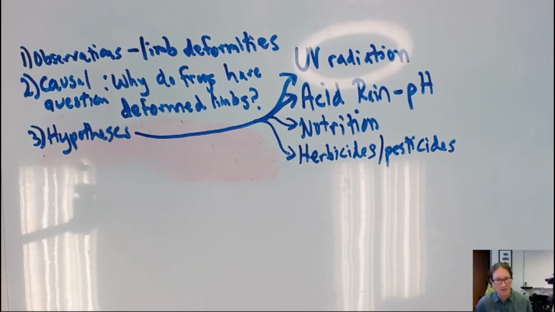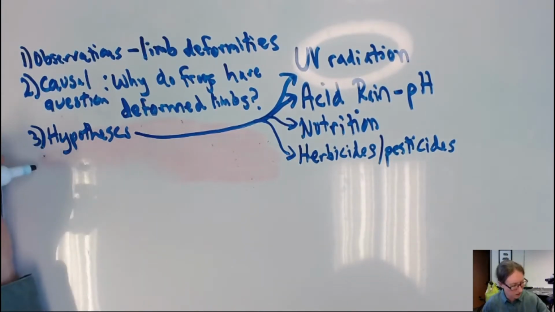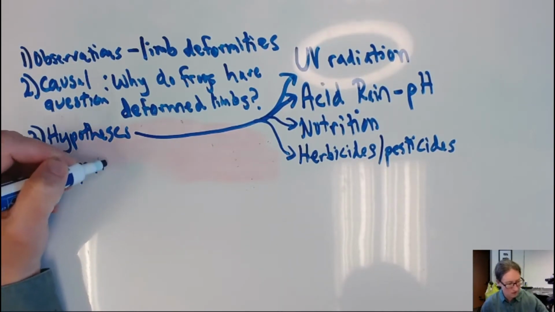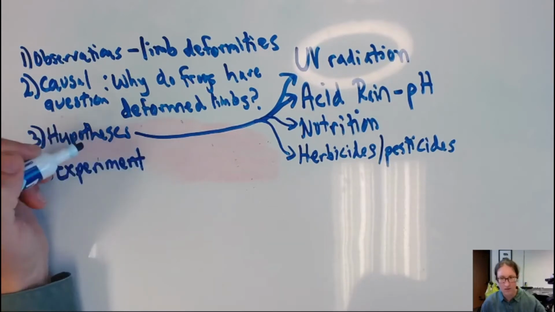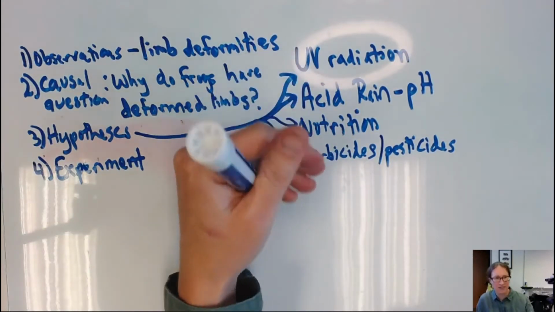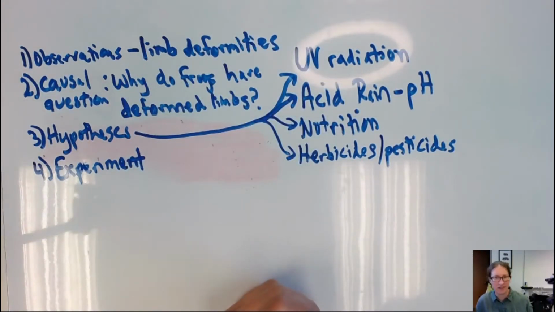If I really want to get to the bottom of why so many frogs have deformed limbs, I'm going to have to come up with an experiment or a set of experiments to test my hypotheses. So that's really our next step, is come up with an experiment. Okay, so now let's take a moment here. I've got a pretty extensive list of hypotheses, and I'm not going to be able to test all of these at once. It kind of exhausts me thinking about that.